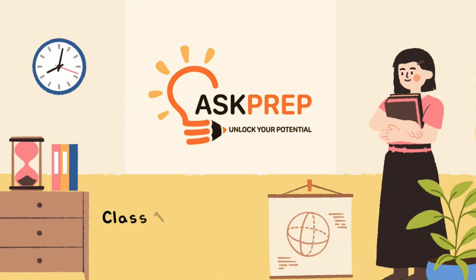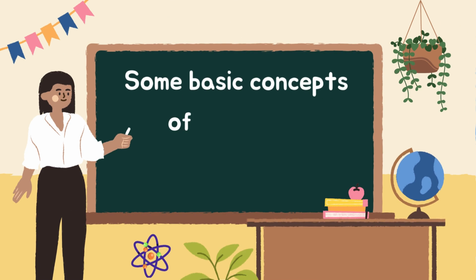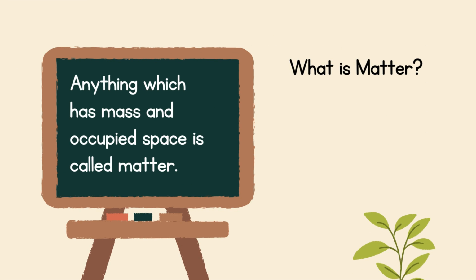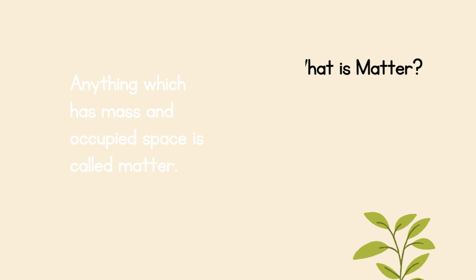Today's series is of 11th class chemistry. We will study chapter 1, that is, some basic concepts of chemistry, in detail. Let's start the video. Start with what is matter. Anything which has mass and occupies space is called matter.